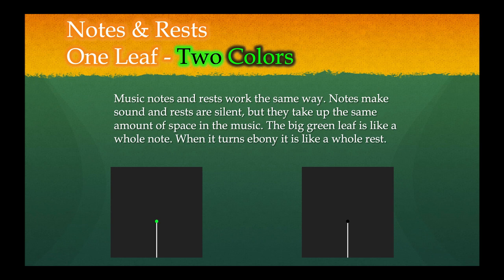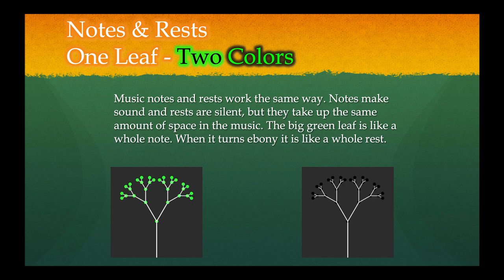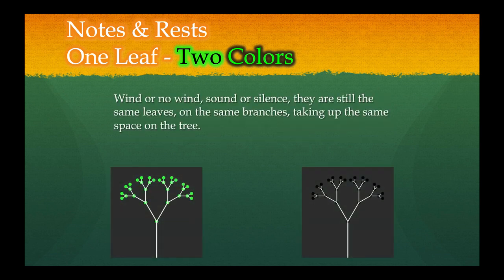Music notes and rests work the same way. Notes make sound and rests are silent, but they take up the same amount of space in the music. The big green leaf is like a whole note. When it turns ebony, it's like a whole rest. Wind or no wind, sound or silence, they are still the same leaves on the same branches, taking up the same space on the tree.